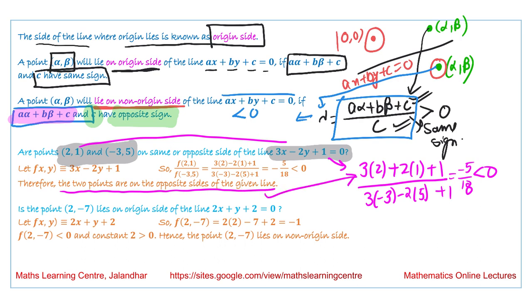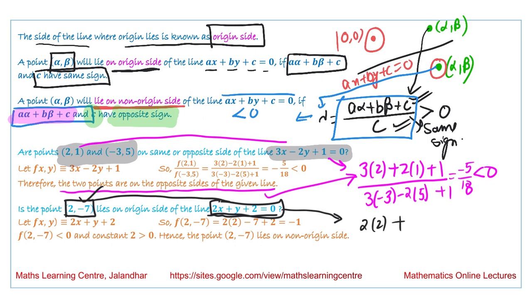The second question we have is, does the point 2 comma minus 7 lie on the origin side of this line? We have to check whether this point lies on the origin side. So we are calculating the value of this equation corresponding to this point. If we substitute the value, we get 2 into 2 plus minus 7 plus 2, and the answer we get is minus 1.